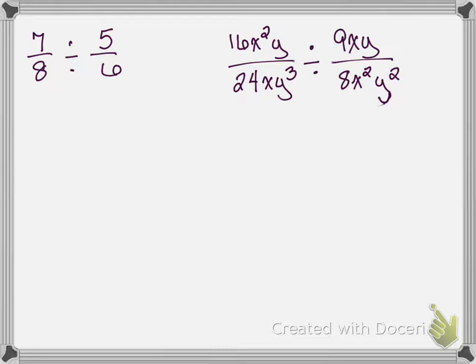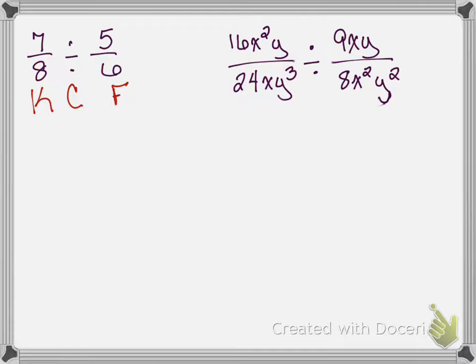So, we've simplified, we've multiplied, and now we're going to do division. You always want to look at what we do when we're dividing fractions. We're going to use that same principle when we're dividing rationals. Okay? I have 7 over 8 divided by 5 over 6. What is the process when I'm dividing fractions? I keep, change, flip.